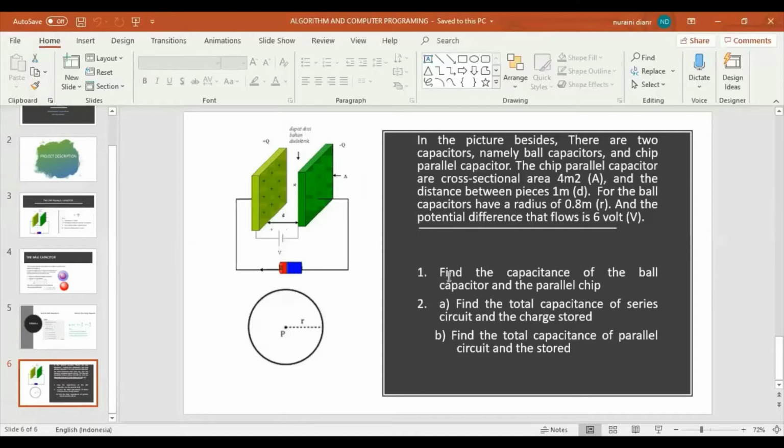In my program, we can find the capacitance of the ball capacitor and the parallel chip, and then we can find the total capacitance of series circuit and the charge storage, and then we can find the total capacitance of parallel circuit and the charge storage. Let's move to my program.